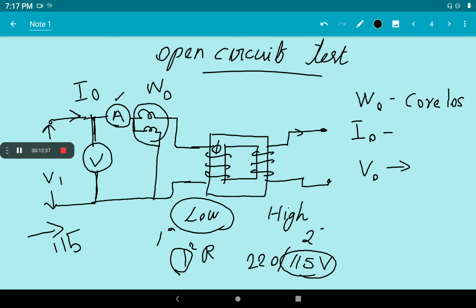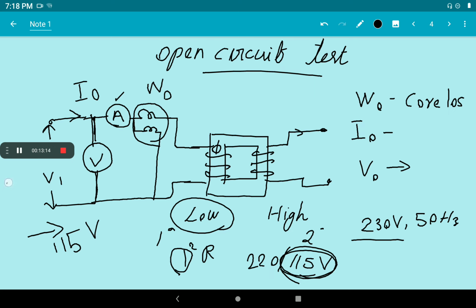The primary side voltage is 115. When we apply 115 volt, how do you apply the 115 volt? We know that usually for domestic purposes we get a constant 230 volt, 50 hertz supply. The voltage we get is a constant value of 230. So we have to produce 115 volt by using an auto transformer.